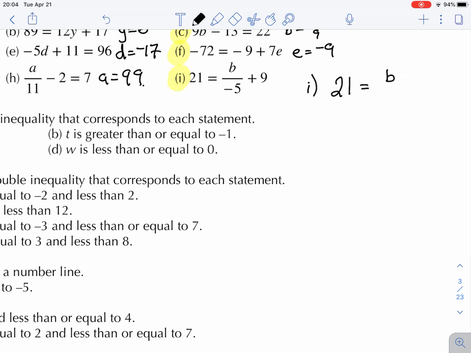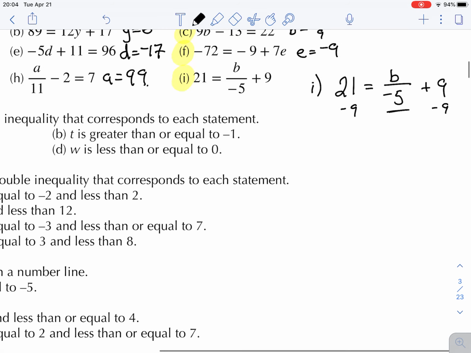Letter I, I have 21 is equal to b divided by minus 5 plus 9. I'm going to isolate this term. So I'm going to subtract 9 from both sides. 21 subtract 9 is 12. So 12 is equal to b divided by minus 5.